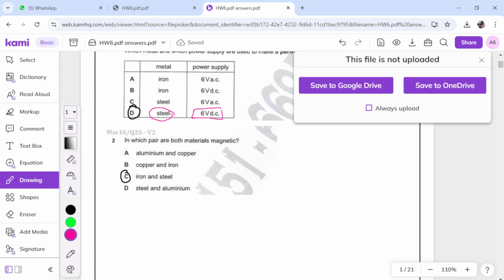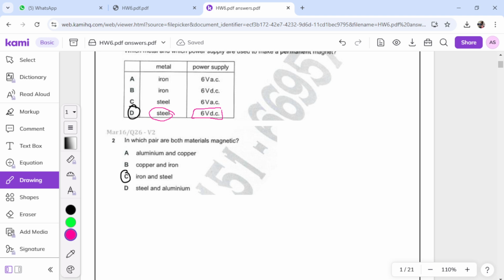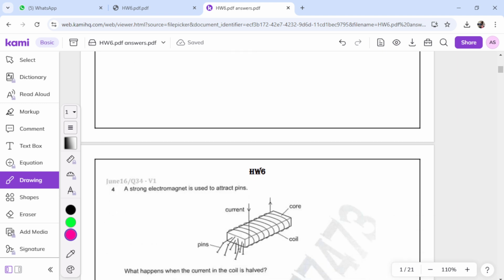Okay, in which pair are both materials magnetic? Iron and steel are magnetic materials. Easy questions. All of these are easy questions.